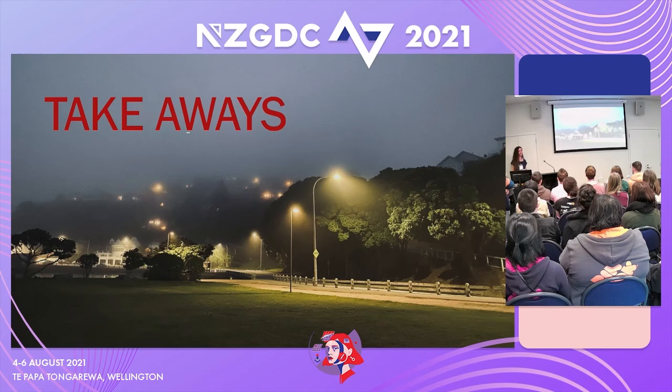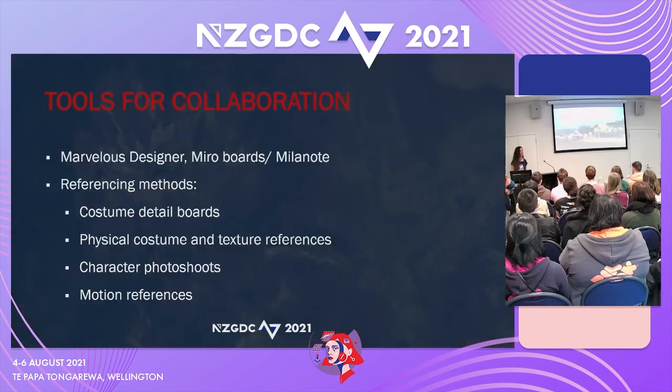Okay, takeaways. It's not going to be one slide, it's going to be like 15. So, tools for collaboration: Marvelous Designer, Miro boards, and Milanode are all amazing. Referencing methods: costume detail boards, physical costume and texture references, character photo shoots, and motion references.